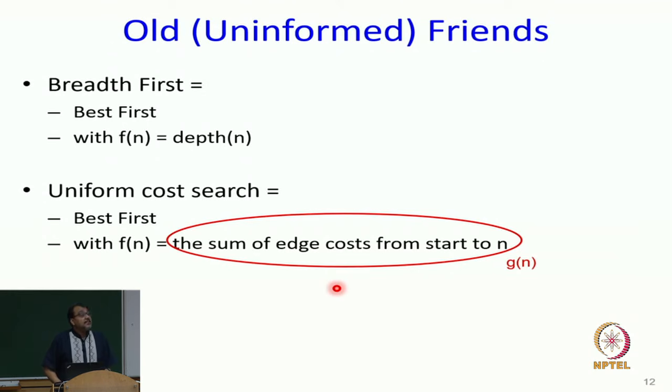and h of n is going to be my guess of the distance from or the cost from n to the closest goal. Make sense? I want to make sure that you are comfortable with all 3 of these, because these are important. F of n says which is the best node overall cumulatively, g of n says which is the closer node from the start, right, and h of n says how far is the goal from me.